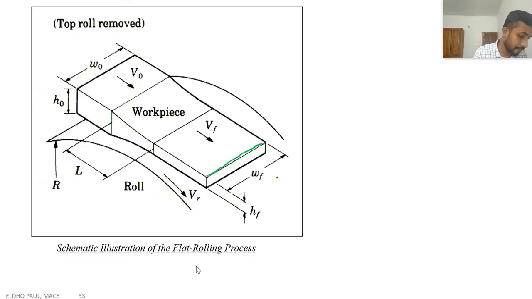See this. When we consider a roller here, this is the top roller. Similarly, we have a bottom roller also. Here we can see this is the surface of contact, the length of contact between the roller and the workpiece. So this much amount of contact will develop.